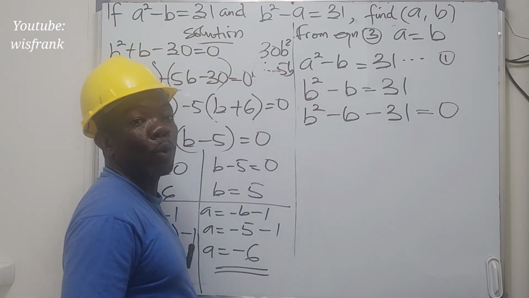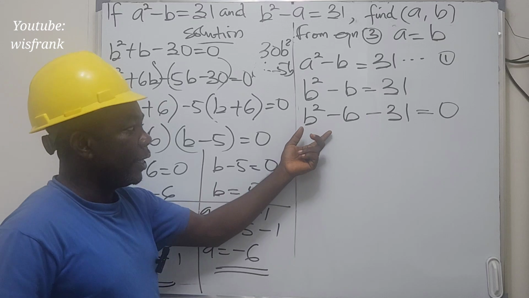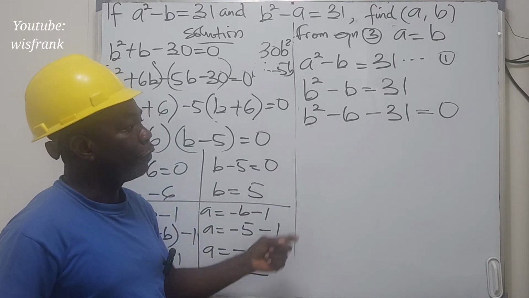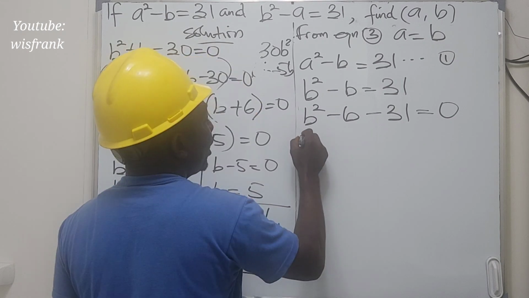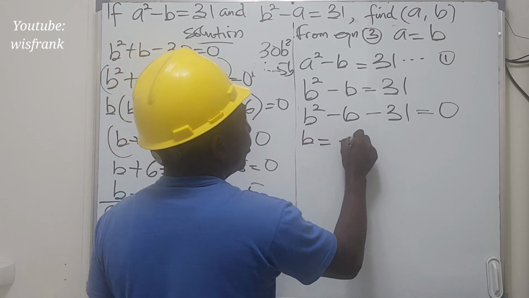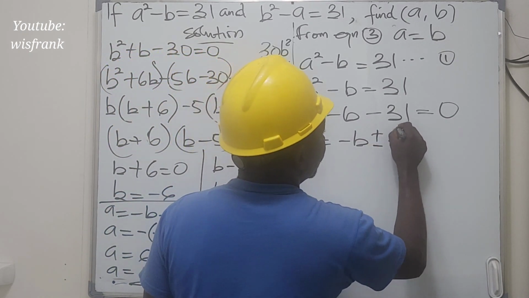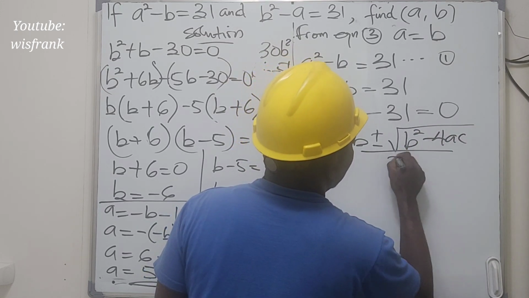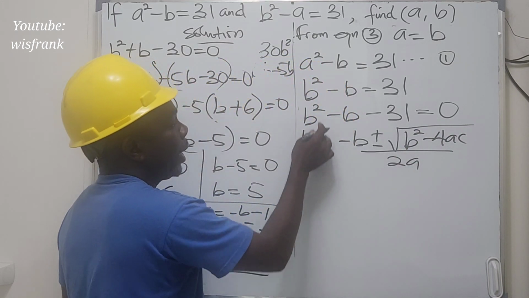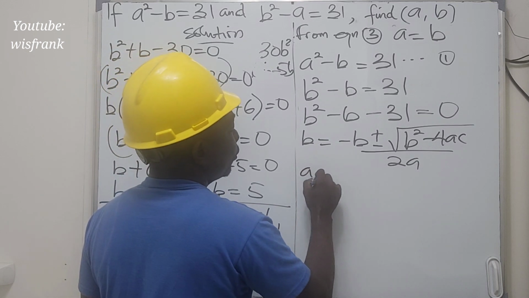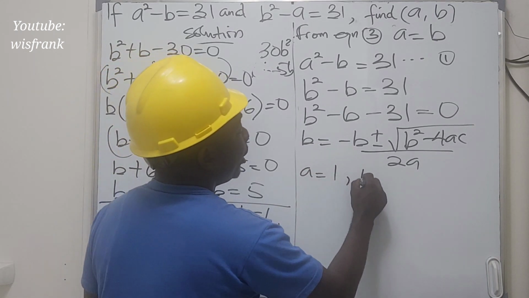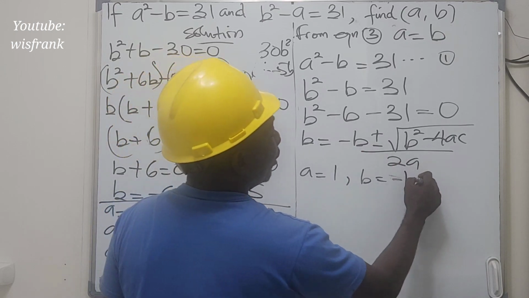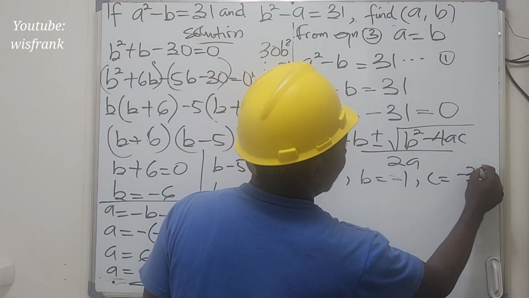And we also have a quadratic equation here. In this situation, we are going to use the quadratic formula for us to find the value of b. So the quadratic formula is in the form b equals minus b plus or minus square root of b to the power of 2 minus 4ac all over 2a. From here, our value of a equals 1 and our value of b equals minus 1. Then our value of c equals minus 31.